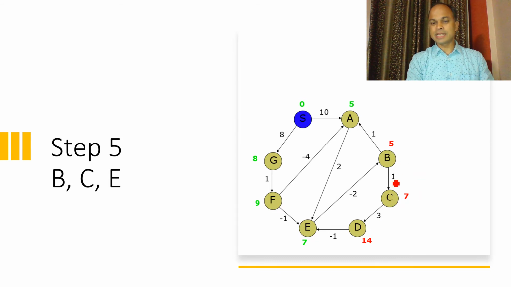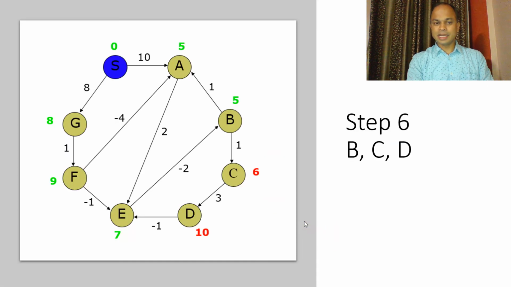B to C distance is 1. Therefore S to C distance will be 6 and C to D distance is 3, and S to D distance will be 7 plus 3, 10. And similarly here S to E distance via D will be 14 minus 1, 13. Already the previous value is 7, therefore it will not change. After executing step 5, our result is now C 6, D 10. Here C is marked further in red color and D is marked further in red color.